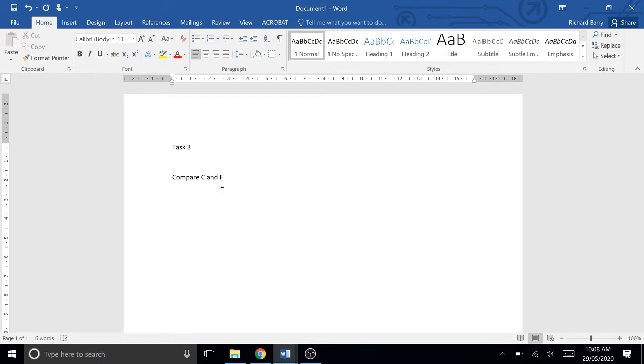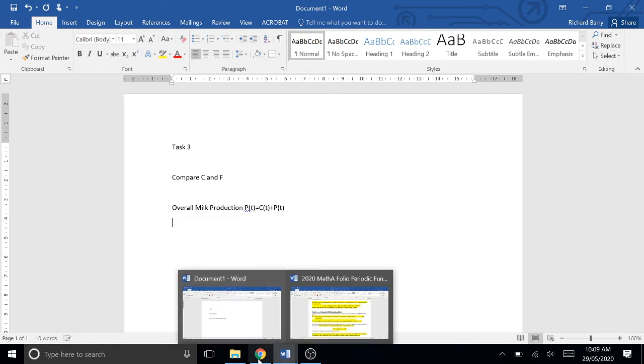So overall production, P of T, I know it's going to be X for my picture, equals C of X T. Still struggling with the little keyboard. Okay, so let's bring across our graph of the overall production.